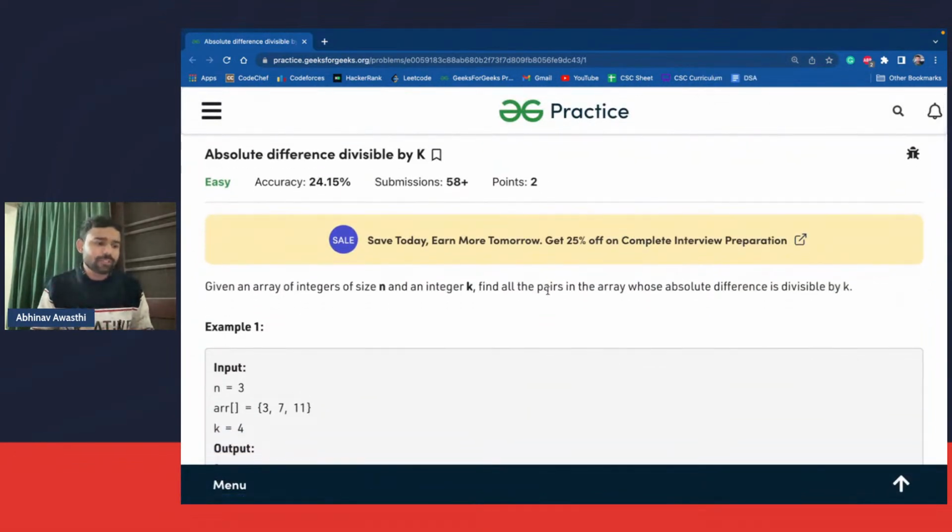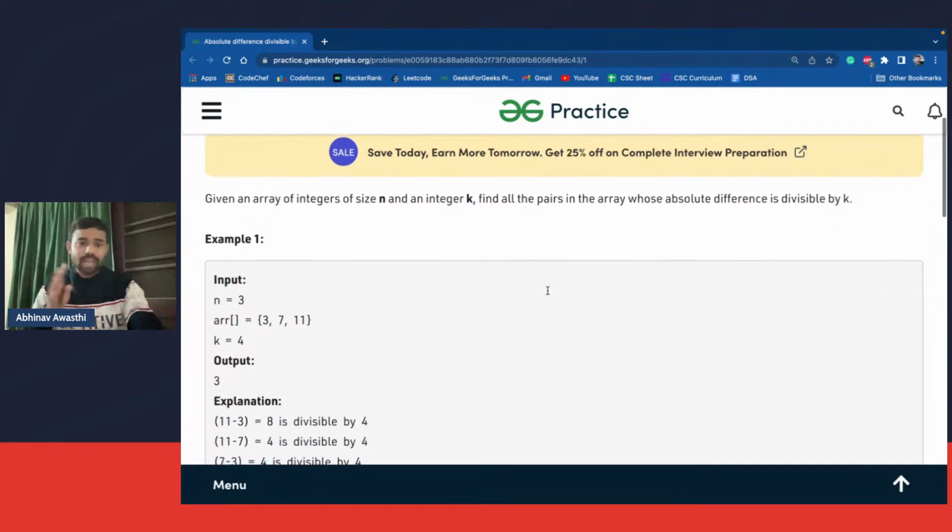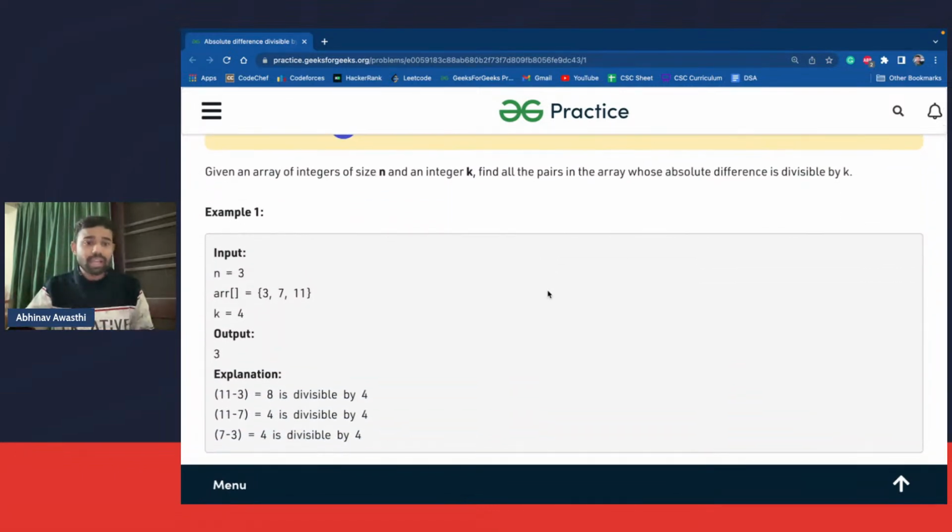The problem is absolute difference divisible by k. So we are given an array of size n and an integer k, and we have to find all the pairs in the array whose absolute difference is divisible by k. Like the difference of that pair should be divisible by k. Okay, so that's the problem.